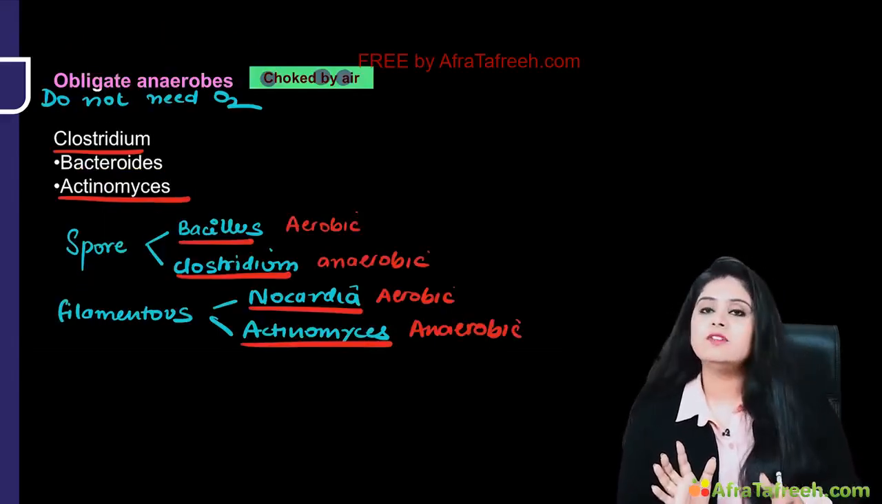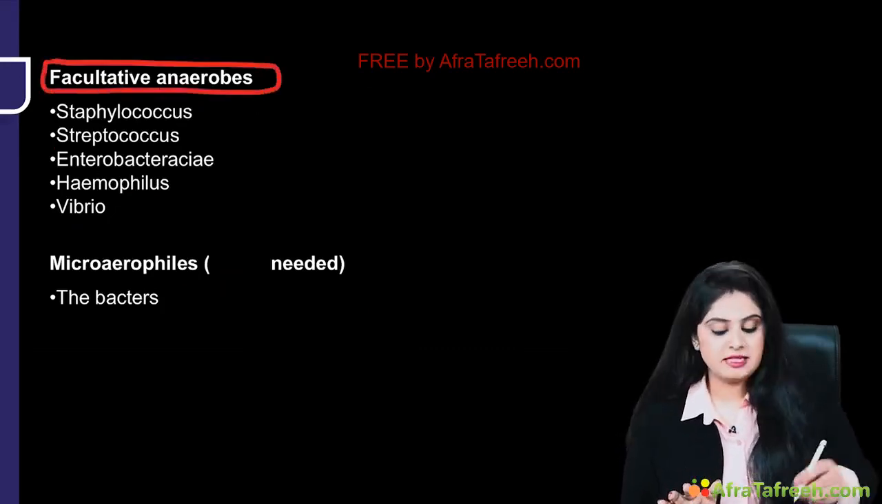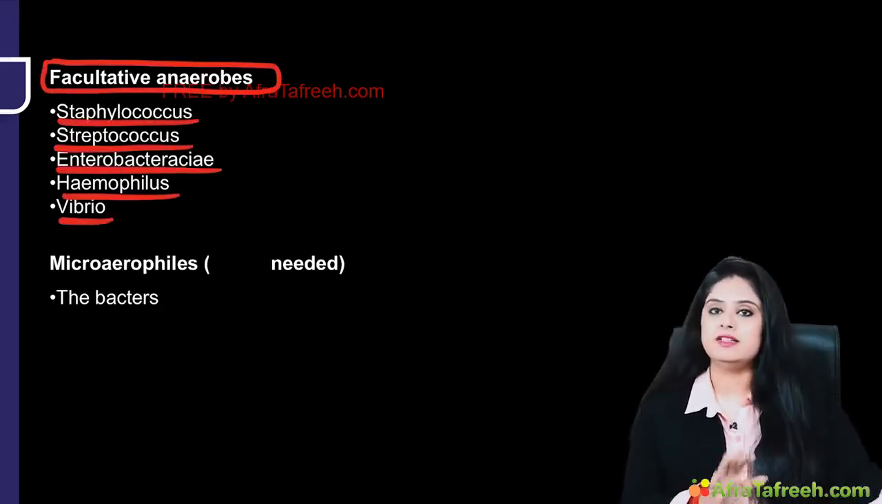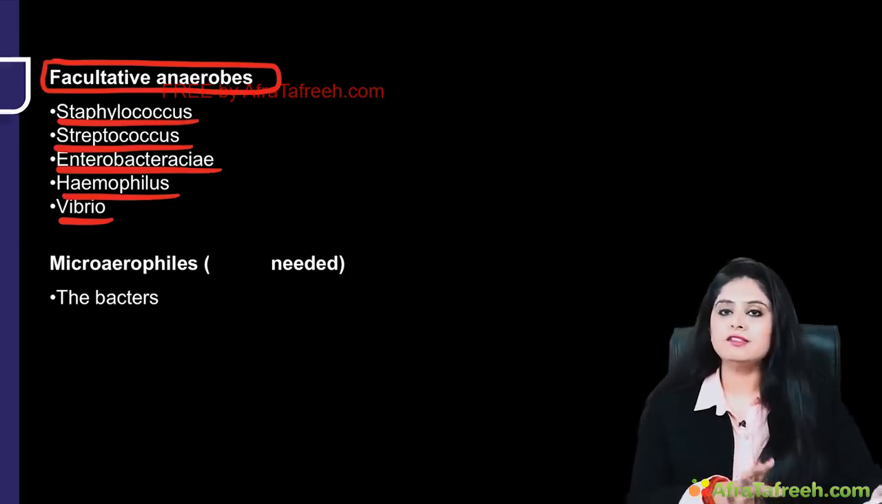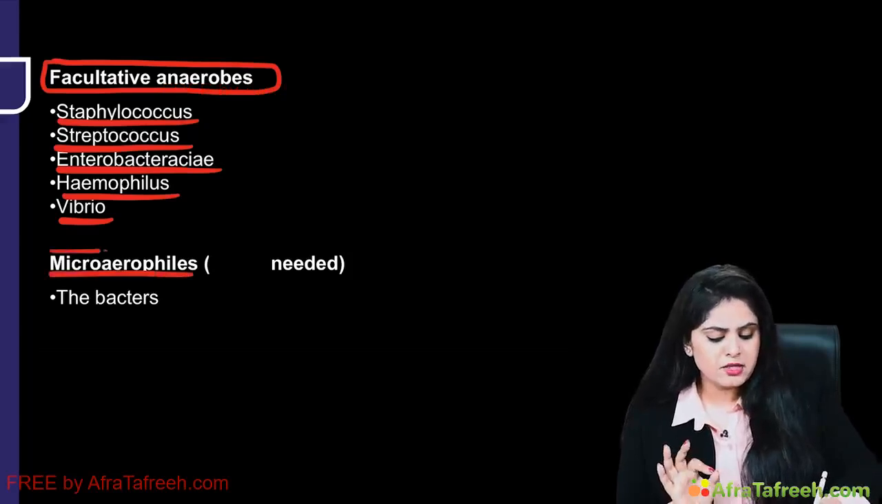Now we will say whatever is left is going to be the facultative anaerobes. So Staphylococcus, Streptococcus, Enterobacteriaceae, Haemophilus, Vibrio, the remaining ones, I've not made a mnemonic for it, the remaining ones become facultative anaerobes. Microaerophilics, a little bit of air they will need.